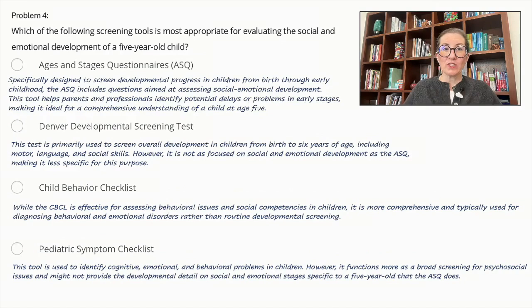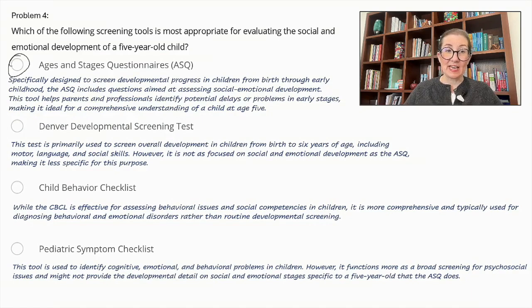Problem number 4. Which of the following screening tools is most appropriate for evaluating the social and emotional development of a 5-year-old child? Ages and Stages Questionnaires, ASQ, specifically designed to screen developmental progress in children from birth through early childhood. The ASQ includes questions aimed at assessing social, emotional development. This tool helps parents and professionals identify the potential delays or problems in early stages, making it ideal for a comprehensive understanding of a child at age 5. So let's put a circle around that.